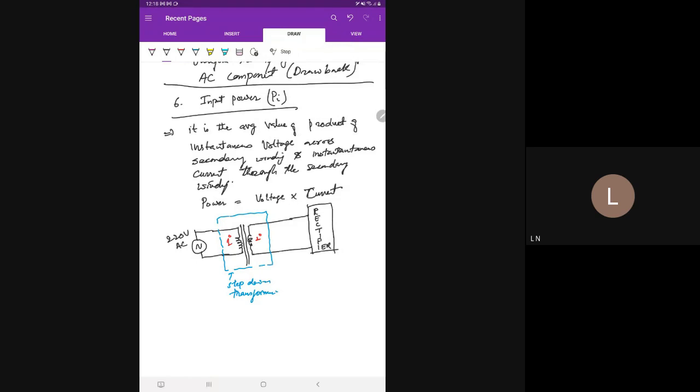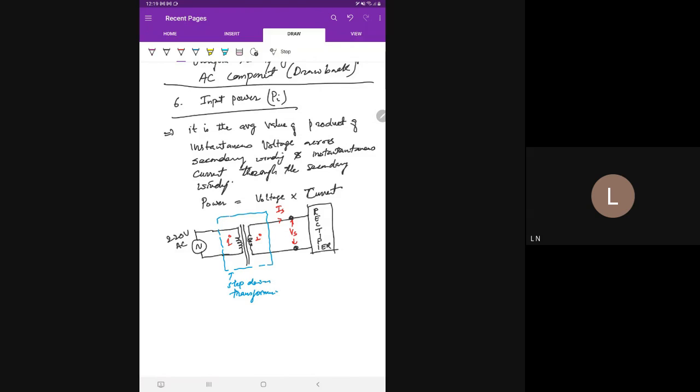Now see, for the rectifier, what is the input to the rectifier? This is the input voltage. So the input to the rectifier is the output of the secondary voltage, so Vs is the input to the rectifier. And what is the input current to the rectifier? It is the secondary current. That is why we said that it is the average value of the product of instantaneous voltage across the secondary winding, that is the secondary voltage, and instantaneous current through the secondary winding, that is the secondary current.